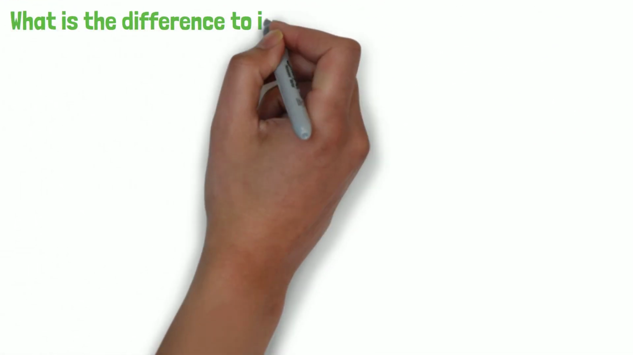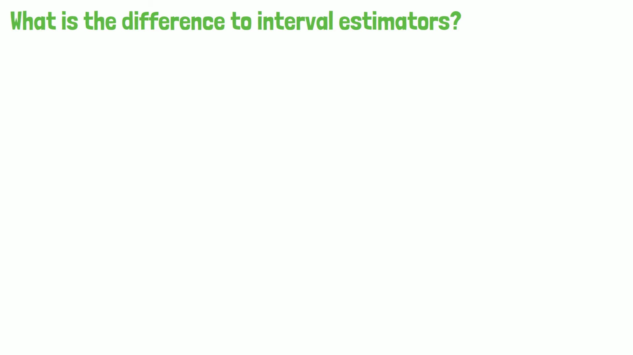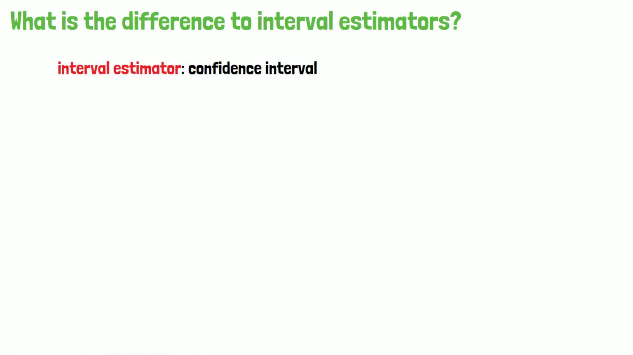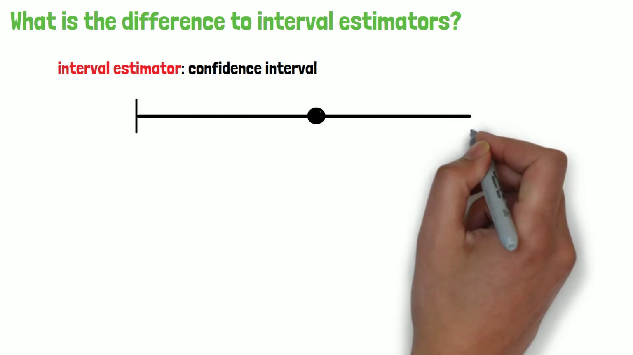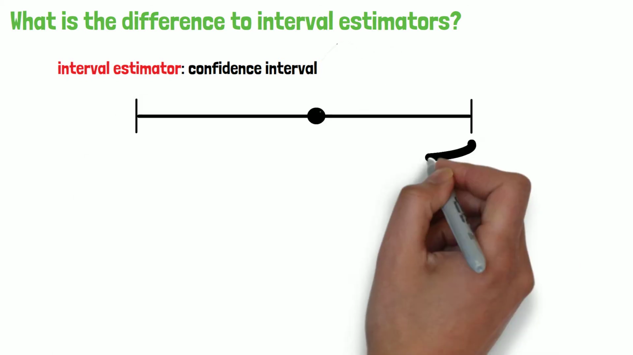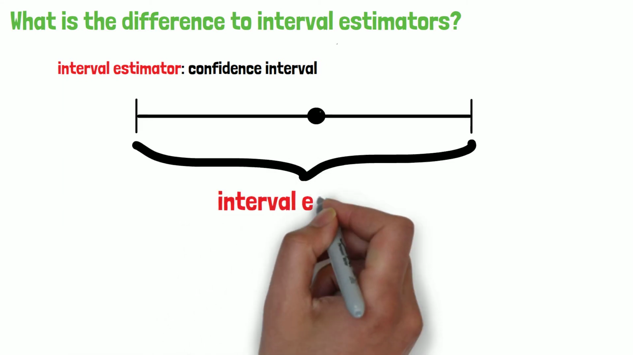And what is the difference to interval estimators? One famous interval estimator is the confidence interval. It gives you not only a single value, but a range of plausible values. We have shown its importance in another video. These kinds of results are referred to as interval estimates.